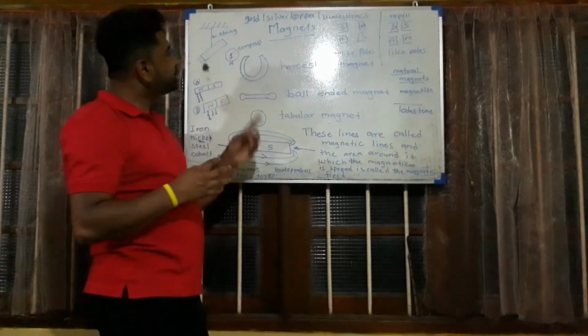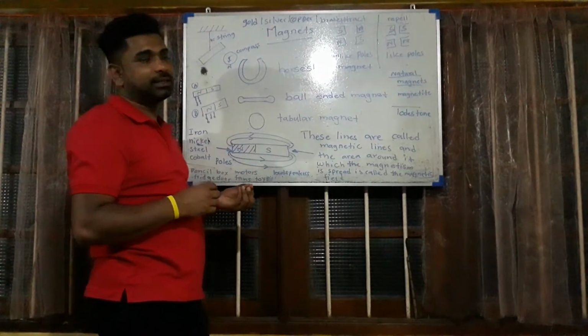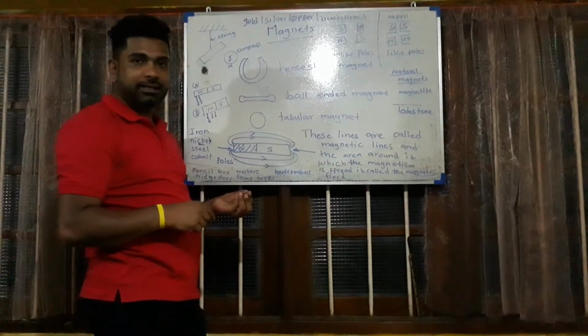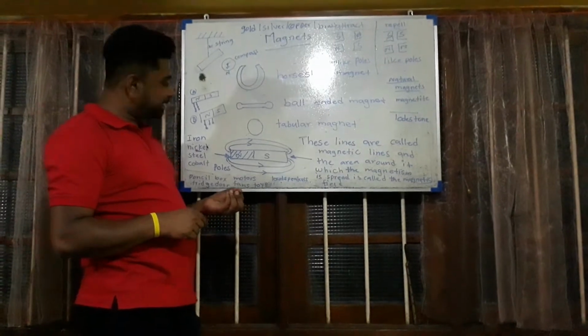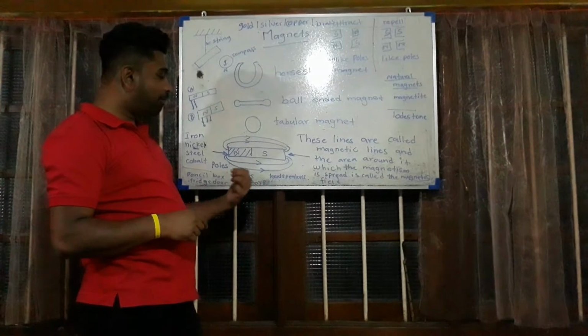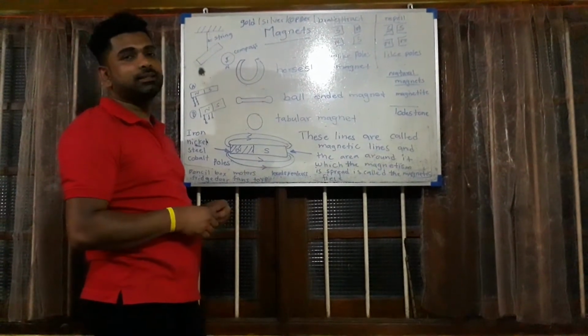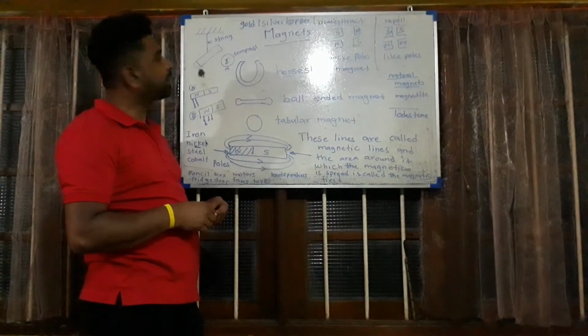You know we use a compass to find the north direction. In the compass also there is a magnet. Other than that, we can see magnets in pencil boxes, fridge doors, motors, fans, toys, and loudspeakers, right?